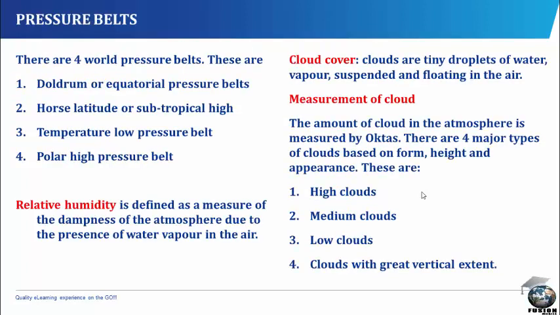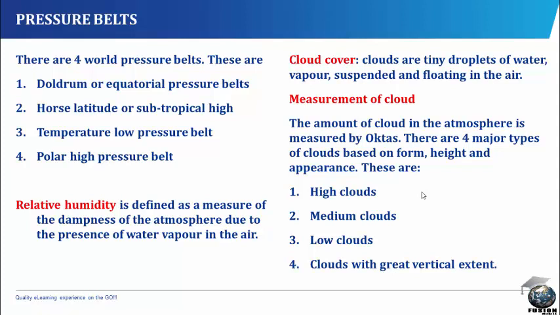Pressure belts. There are 4 world pressure belts. But first of all, pressure is defined as a force exerted on Earth's surface and other objects by air, because air has weight. Factors affecting pressure include: 1. Altitude, 2. Temperature, 3. Wind, 4. Rotation of the Earth.